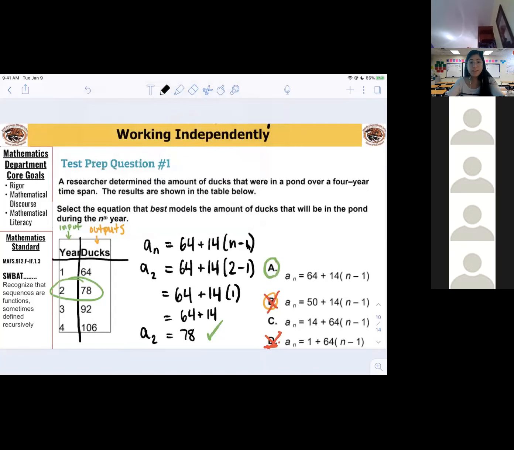So that's the strategy, guys. That's what you're going to do. If you have a problem like this on a test, you're going to want to plug in your input and see if you get the correct output. If it matches, then that's how you know that's the right answer.